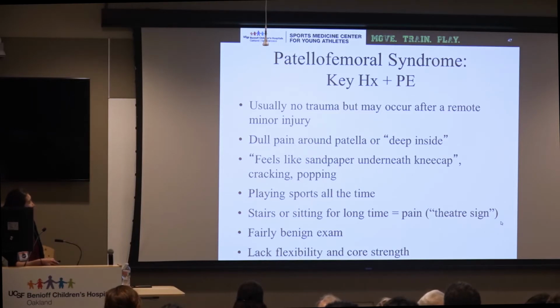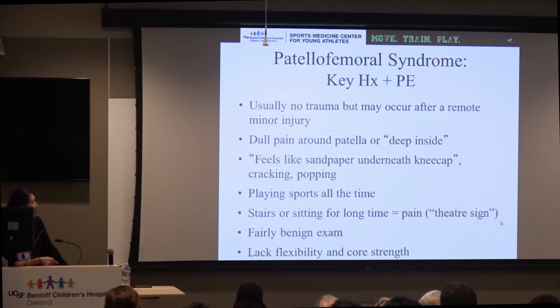Patellofemoral syndrome is usually no trauma, but can occur after a remote minor injury. The dull pain around the patella or deep inside. And sometimes I say to them, does it feel like if you picked up your kneecap, that's where the pain is? Like right underneath. Yes, that's where my pain is. Feels like sandpaper. They could be playing sports all the time. Stairs or sitting for a long time, the theater sign which we learned about. Or video playing sign, how times change. You know, sitting there and playing video games. Fairly benign, but they lack flexibility and core strength.